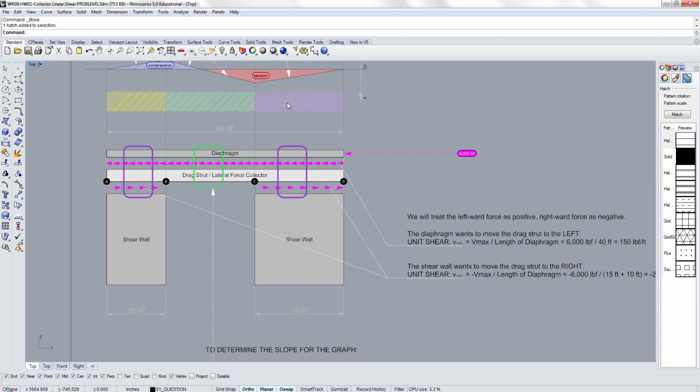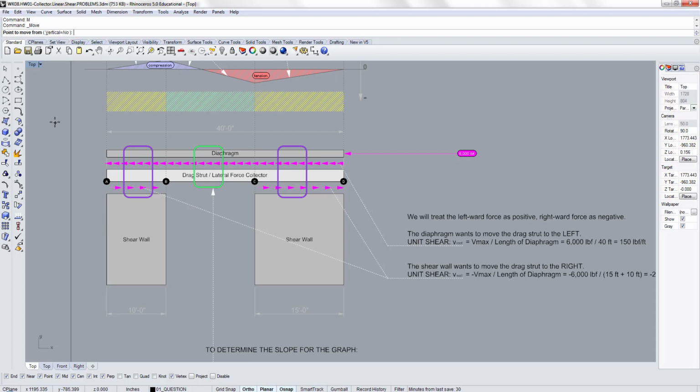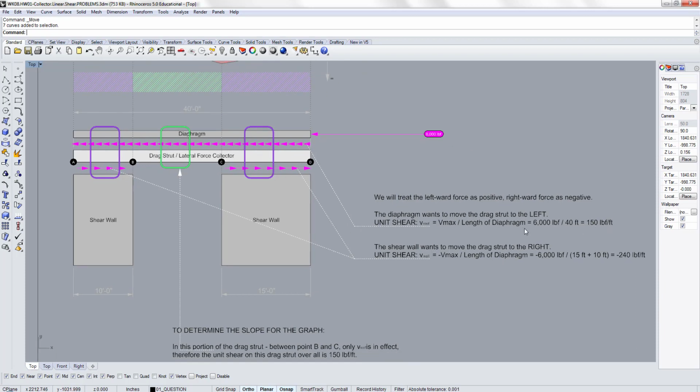If you look at the other locations, either between point A and B or between point C and D, this purple area always has the unit shear on the roof side, but also the unit shear on the wall side. So there's actually never a point where only the unit shear on the wall side is present. It's either only the V roof or V roof and V wall working at the same time. So in the purple area, there's V roof and V wall working at the same time.